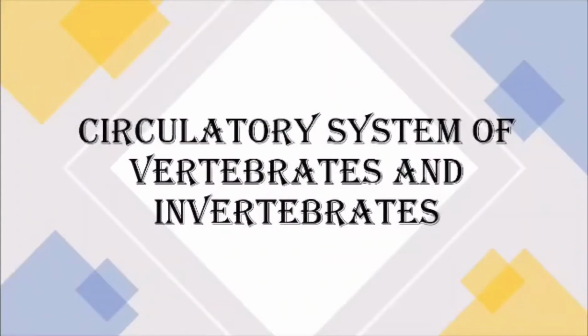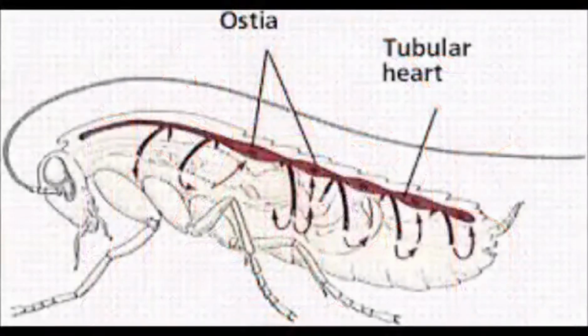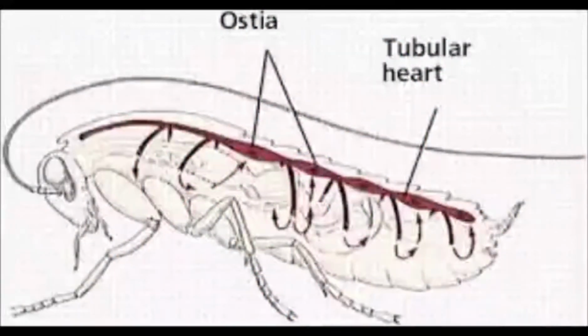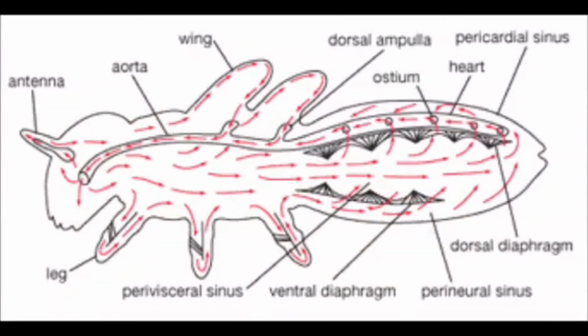Good morning to everyone. Today we're going to talk about the circulatory system of vertebrates and invertebrates, their functions, and also their structure. The circulatory system's function is to transport oxygen and nutrients throughout the entire body and carry away carbon dioxide and waste materials. For vertebrates and invertebrates, their circulatory systems work in different ways because of their structure, and a circulatory system can be either open or closed.